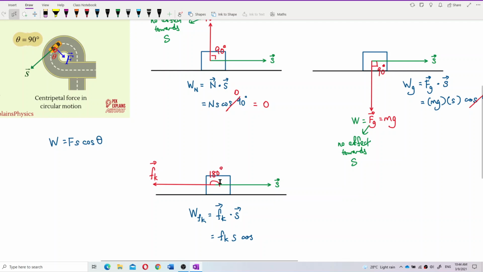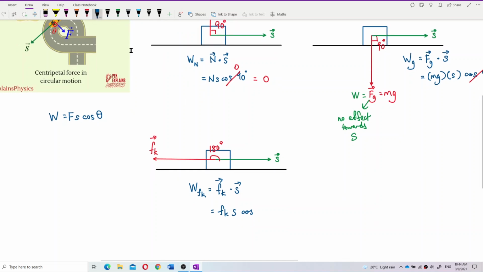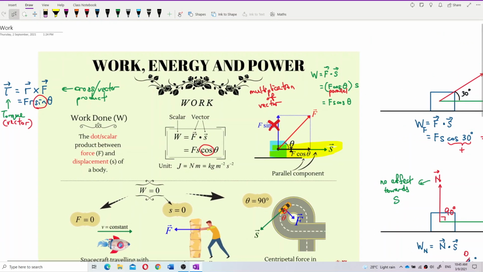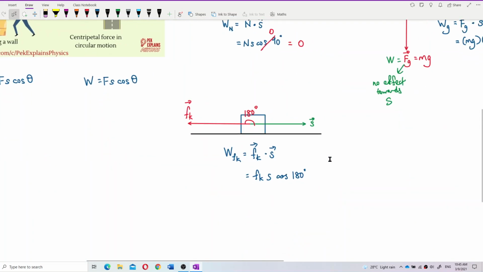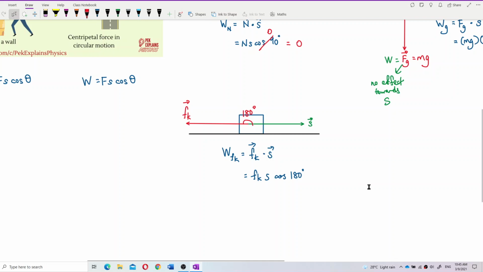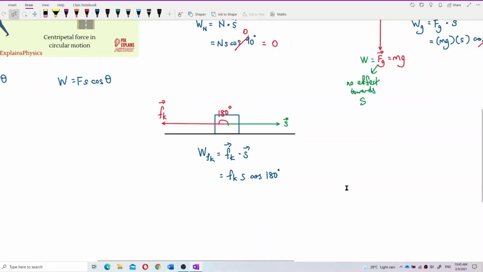It is 180. So this is cosine 180. You must write 180. Remember, the angle is always between force and displacement. Understand or not? So cosine 180, what do you get? If you press your calculator, cosine 180 is equal to -1. Because this is a big angle, you should get a negative value. That's why this work done is negative work done.